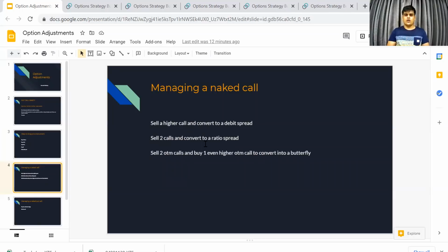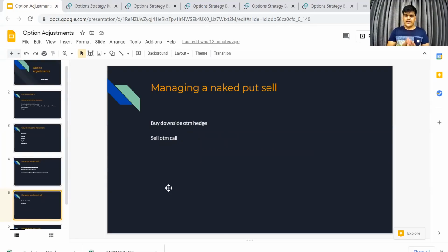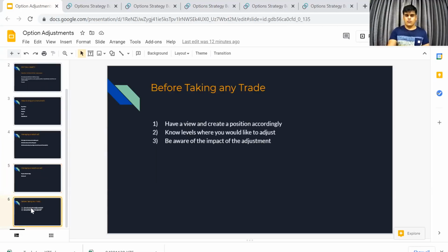So I discussed how you manage a call. Suppose you're bullish and you have bought a call. If the trade is not going in your favor, you can sell an additional call, converting into a debit spread. You can sell 2 calls to convert to a ratio spread, but do it only when you think there's a certain resistance level. But this is unlimited on the upside, so on a ratio spread, you can just buy a higher break-even leg to convert into a butterfly. Managing a naked put sell, you buy the downside hedge to cap your loss, and you can sell OTM calls to get more credit and reduce your downside break-even. But as I said, have a view and create a position accordingly.